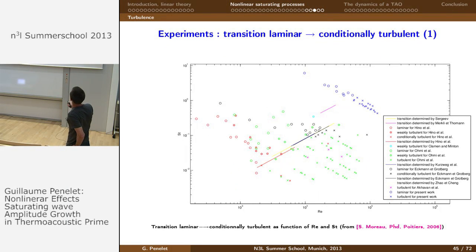Okay, so I'm sorry, this is the Strouhal number. This is the acoustic Reynolds number. And these lines correspond to the transition between a laminar regime and a conditionally turbulent regime.